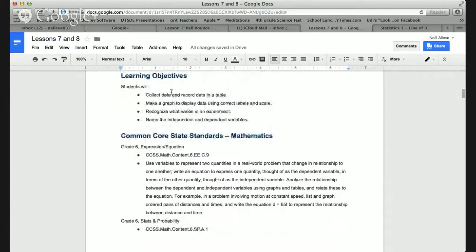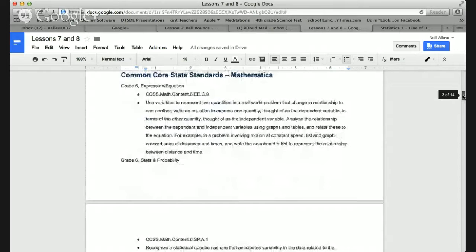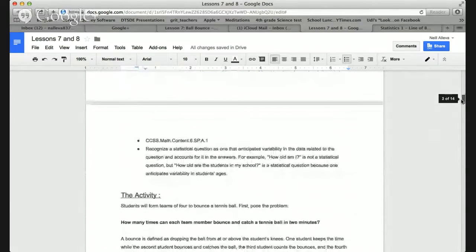Learning objectives. They're to collect and record data in a table. Make a graph to display data using correct labels and scale. Recognize what varies in an experiment. Name independent and dependent variables. And here we know that you're being asked for the Common Core state standards, so here they are to connect to what you're doing.